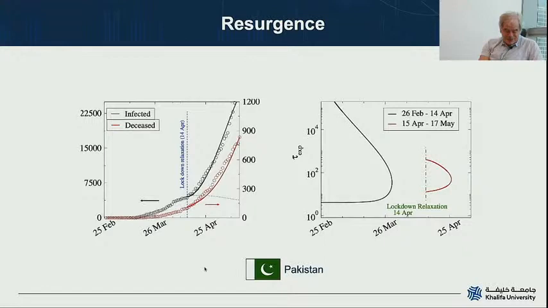Has the easing of restrictions led to a resurgence in all countries? As I said, no, this is not correct. There are many countries that relaxed the lockdown, but there was no resurgence. Is it possible to use the characteristic scales to have an early warning of the so-called second wave? Okay, this is something that we're still working on. You see in this picture on your screen what we get after the start of the resurgence. We're trying to figure out if we can get an early warning before that. Okay, so with this, I would like to thank you very much.